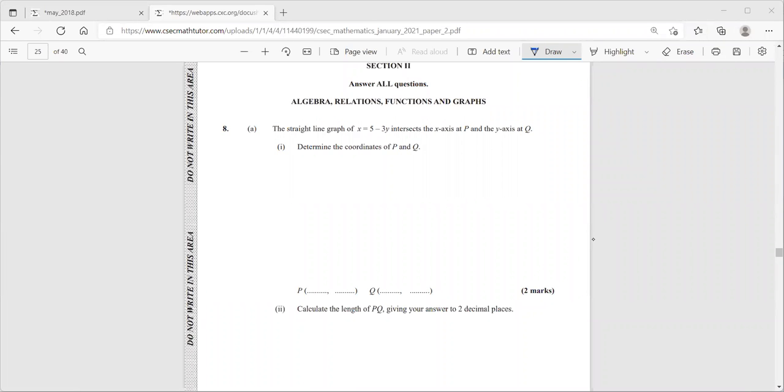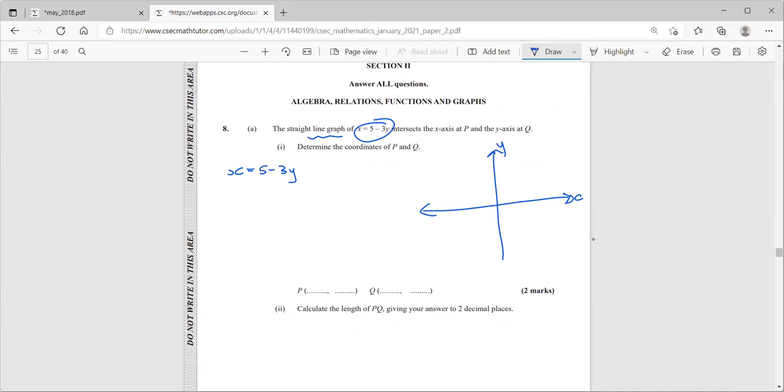So we're moving up to 8a. The straight line. So they are telling us that this function here is a straight line. X is equal to 5 minus 3y is a straight line. This straight line is going to intersect the x-axis. The x-axis is here, right? And the y-axis is here.